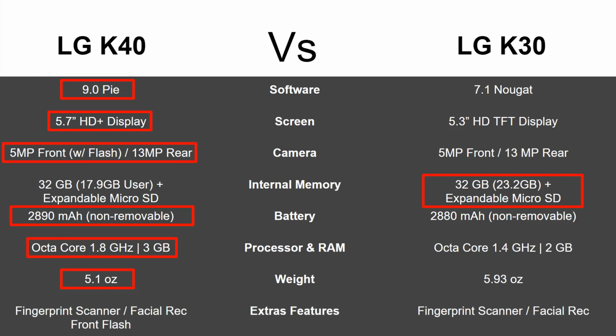Now when it comes to the extra features, there's not a ton you're gonna get here. They both have a fingerprint scanner, they both have facial recognition. The only real additional plus is that the K40 does have the front flash, so you do get something special and different in that, but that's it. There's not too much else that's really special and unique. But to be honest, it really doesn't matter, because you're getting that bigger screen, you're getting that better software, and you're getting a lighter phone. So I think it makes up for not being super flashy with just having a lot of upgraded hardware and specs.